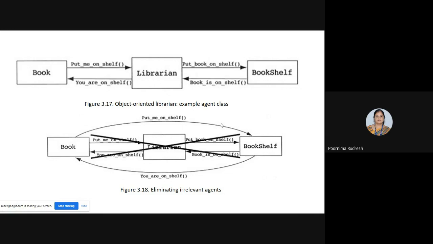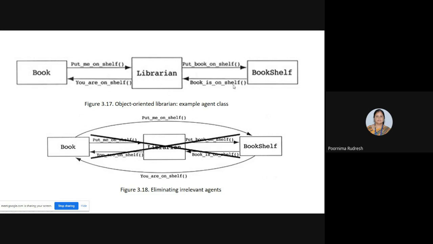That problem arises. One more problem is, I see here only two messages are exchanged between the book and bookshelf, right? One is initiated by the book class, another one by the bookshelf class. Now the problem is which class has to initiate the message first. That problem arises. The developers are trying to solve that, but there is no solution for that. Which one has to initiate first?